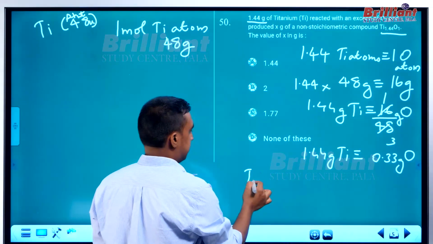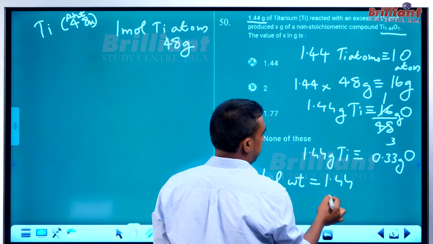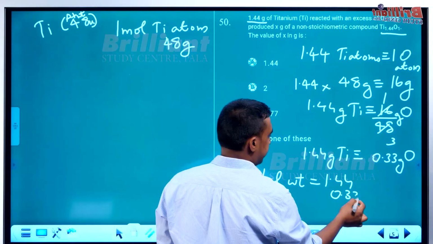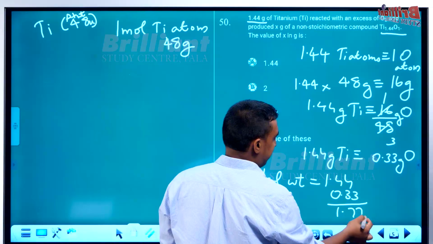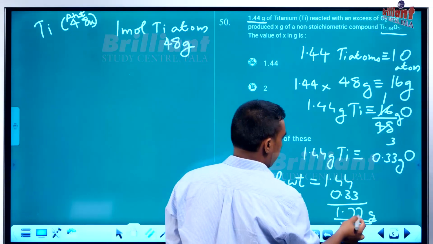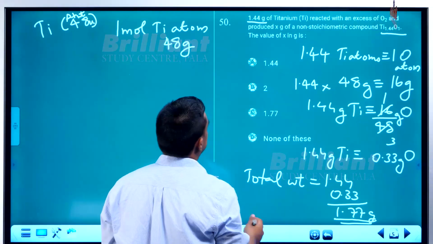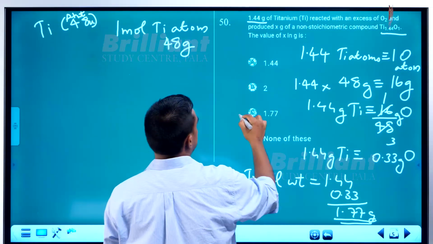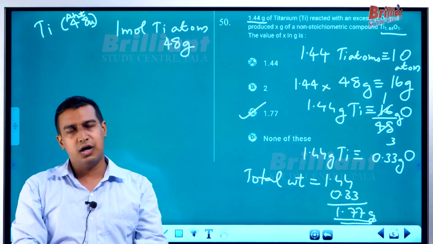So the total weight: to 1.44 we add 0.33, and this will come to 1.77 gram. So X has to be 1.77. Question number 50, the answer is option C. Hope everybody understood how I did this.